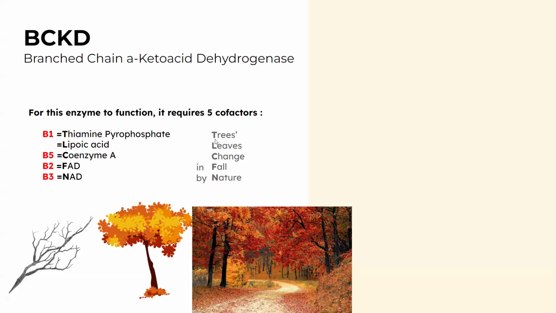So what does each one stand for? The T is for thiamine pyrophosphate, L is for lipoic acid, C is for coenzyme A, F is for FAD, N is for NAD. You need to remember each of these cofactors also comes from a vitamin, except for lipoic acid. Thiamine pyrophosphate comes from vitamin B1. Coenzyme A comes from B5, FAD comes from B2, and NAD comes from B3. So remember what vitamin gives rise to each cofactor.